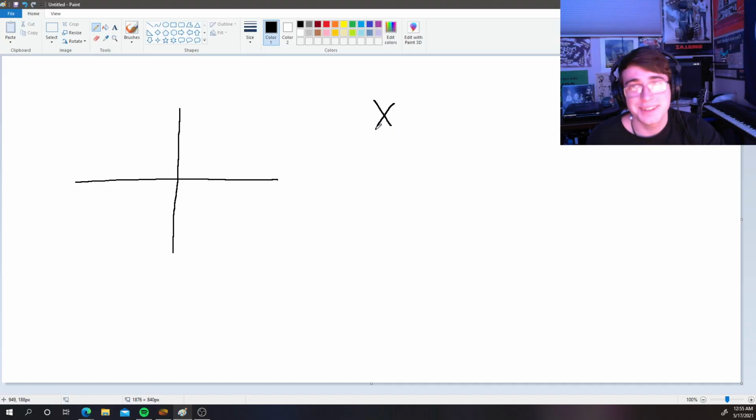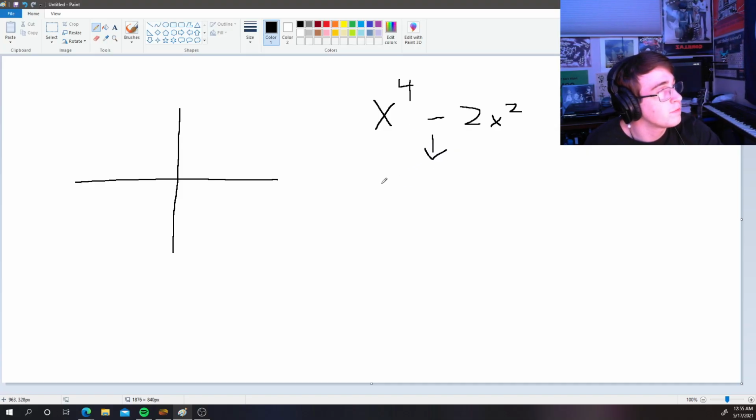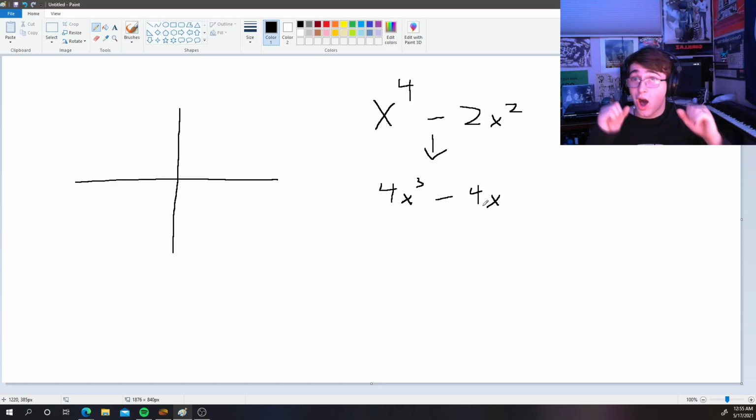I'm going to be drawing all this, so please don't make fun of me if it looks quite awful, but we're going to have x to the 4th minus 2x squared as our original function. We want to take the first derivative of that, and we'll use power rule. We'll bring down the 4, and we only subtract 1, so it's going to be cubed up here, minus, bring down this 2 over here, and we'll go 2 times 2, we'll get 4x.